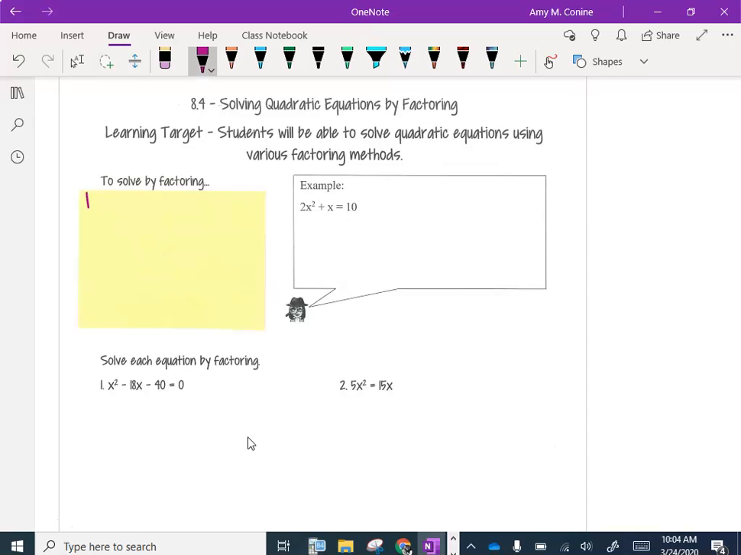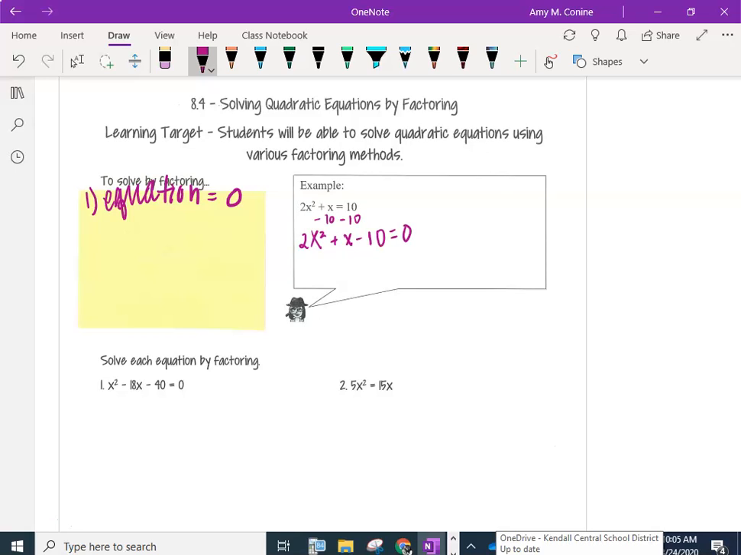So the first thing you're going to do is make sure that your equation is equal to 0 before you start doing anything. For our example, we're going to write a step and we'll do the example. So for our example here, 2x squared plus x equals 10. It is not equal to 0. So we're going to move that 10 over. So we should have 2x squared plus x minus 10 is equal to 0.